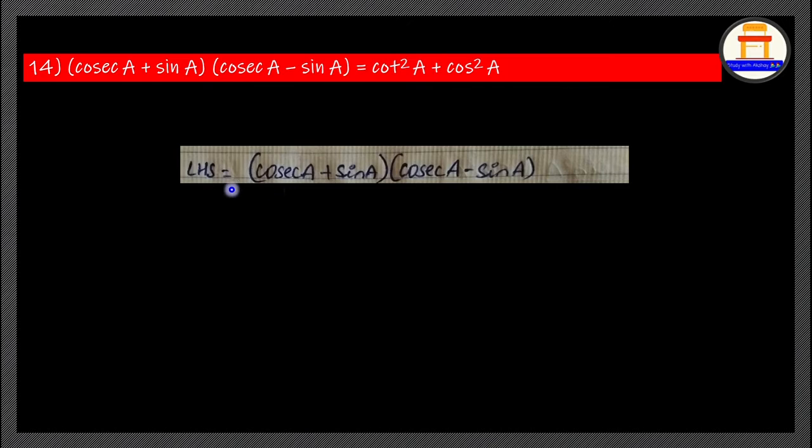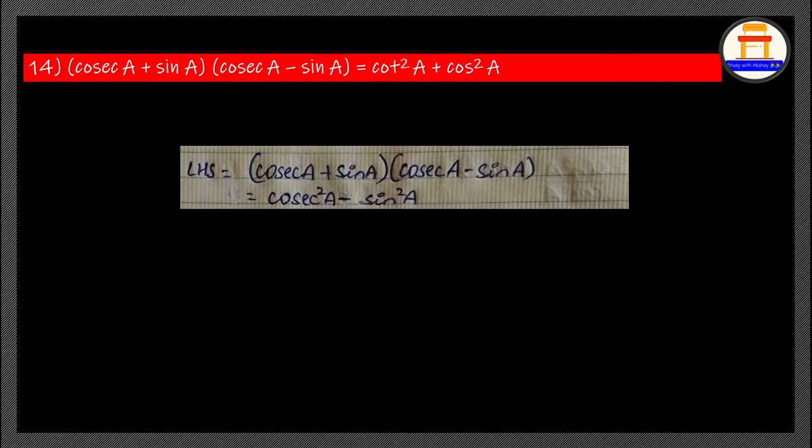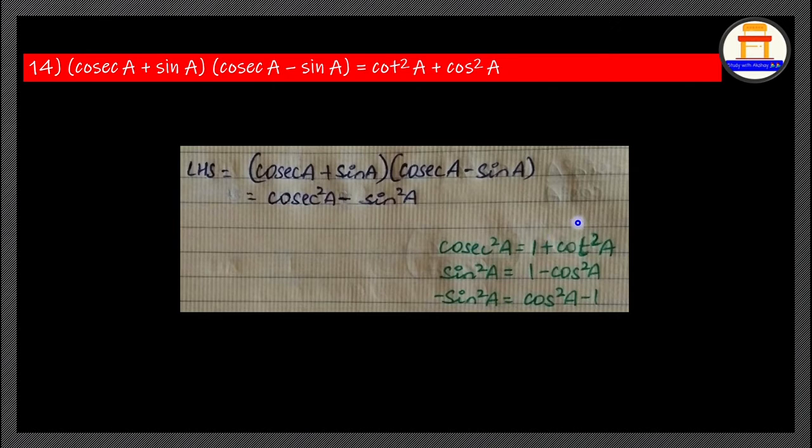So we are considering the LHS over here. If you see the LHS part, it is in the form of A plus B into A minus B, for which we have the identity A square minus B square. That gives cosecant square A minus sine square A. These are the set of identities we will be using to solve this question. So cosecant square A can be written as 1 plus cot square A.